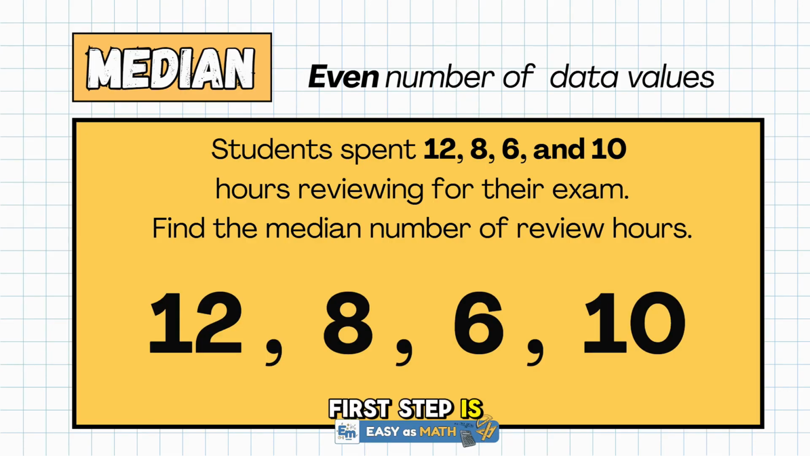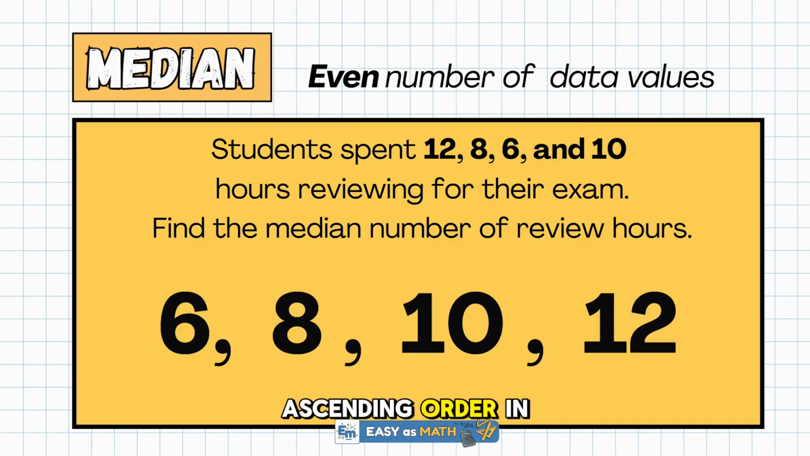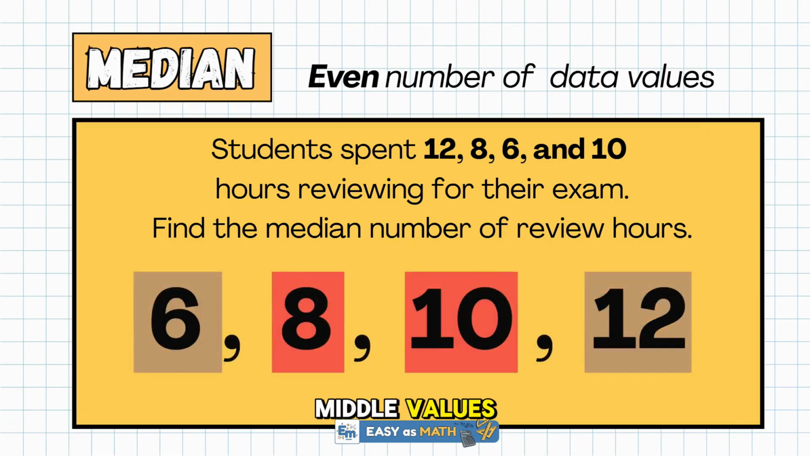First step is correct. Arrange the data. Again, either ascending or descending. We will use ascending order in finding the median. 6, 8, 10, 12. This is the difference between odd and even number of values. There are two middle values if the number of values is an even number.